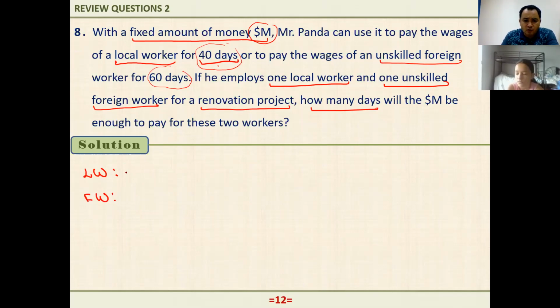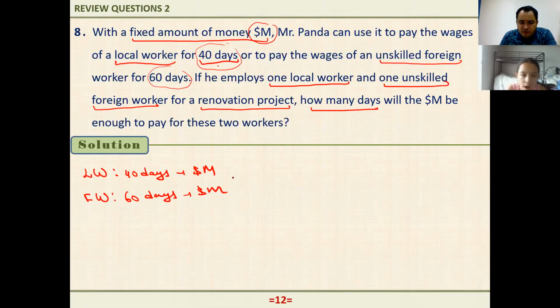So this guy, the local worker, he can do the job in how many days? 40 days, right? Working for 40 days. And how much are we paying for this guy? We are paying $M. And how about this foreign worker? He's going to work for 60 days, and so he can get the job done. And also we are going to pay $M to this guy, right?